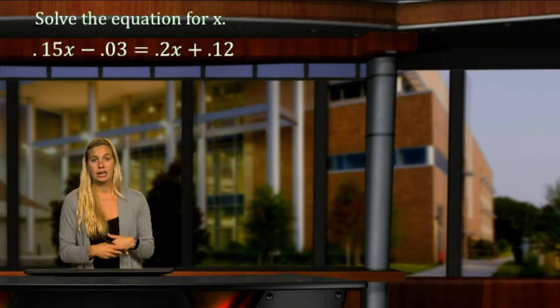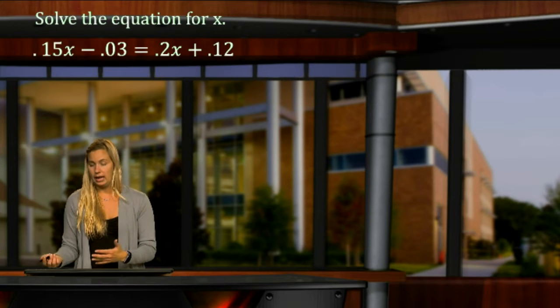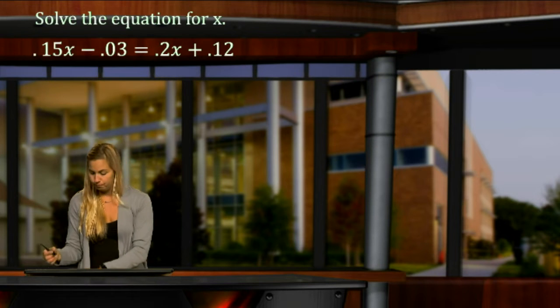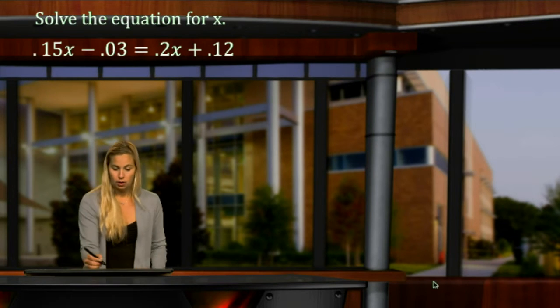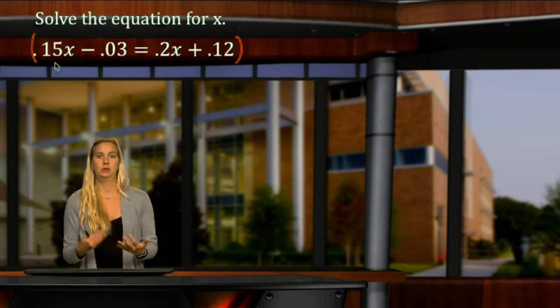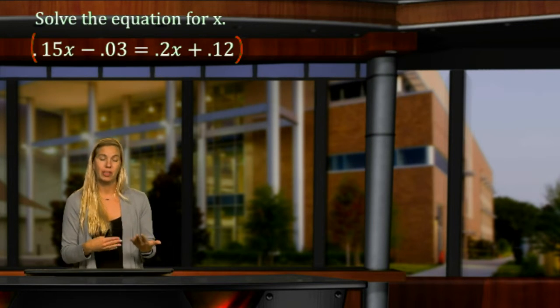Next, we're going to look at an equation dealing with decimals. Again, you can continue to work with the decimals, but we're going to practice clearing them out. To do so, we're going to multiply by a power of 10. So 10, 100, 1,000, so on and so forth, depending on the decimals that you have.